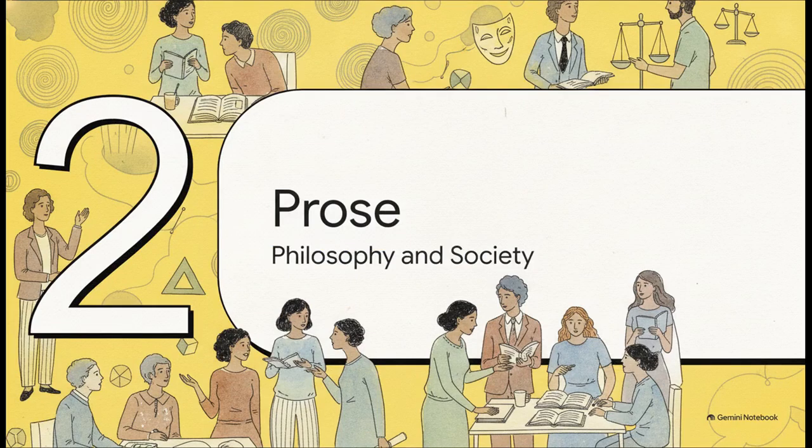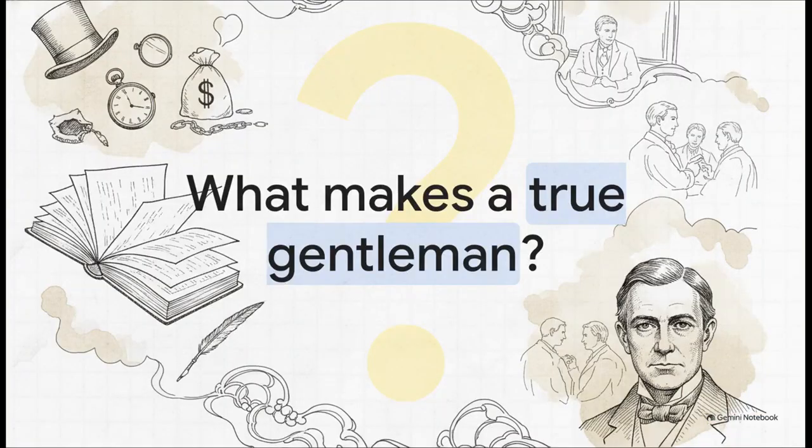Moving right along to Section 2, Prose, Philosophy, and Society. Let's start with the essays. Our prose section kicks off with a really foundational debate on character, social interaction, and honestly, what it means to carry yourself well in the world. I want you to think about this for a second. In our modern, super fast-paced world, what makes a true gentleman? Is it wealth? Is it the clothes you wear? Well, John Henry Newman posed this exact question in his classic essay, and you know what? His answer is profoundly different from what you might expect.